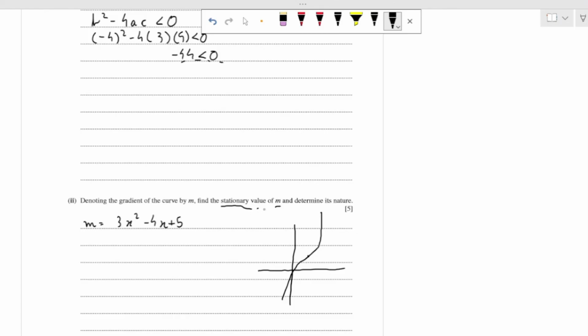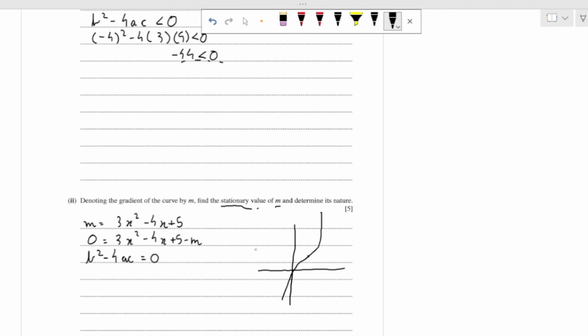And now they're saying find such a stationary value of m and determine its nature. A stationary value of m means we need to find a real value of m. We can equate this to 0 and bring m on the other side: 3x squared minus 4x plus 5 minus m. And now they're asking us to find a real value of m, because previously we had just proved that whatever gradient or turning point we will be finding, it will be an imaginary number due to imaginary roots of the derivative. So to have a real value of m, we can say again from the discriminant that b squared minus 4ac must be greater than or equal to 0. But in this case, we'll be taking equal to 0.